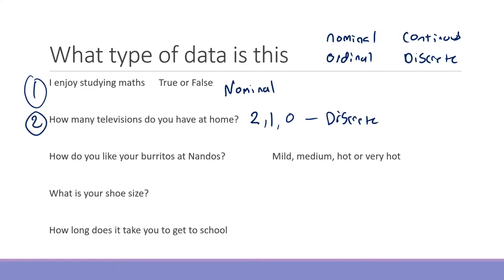Let's look at the third one. I apologize, I keep tapping that. Question 3: How do you like your burritos at Nando's? Mild, medium, hot, or very hot? I've already given you guys the answer to this, but you should be able to tell me really quickly, what type of data is that? Is it discrete? Is it ordinal?